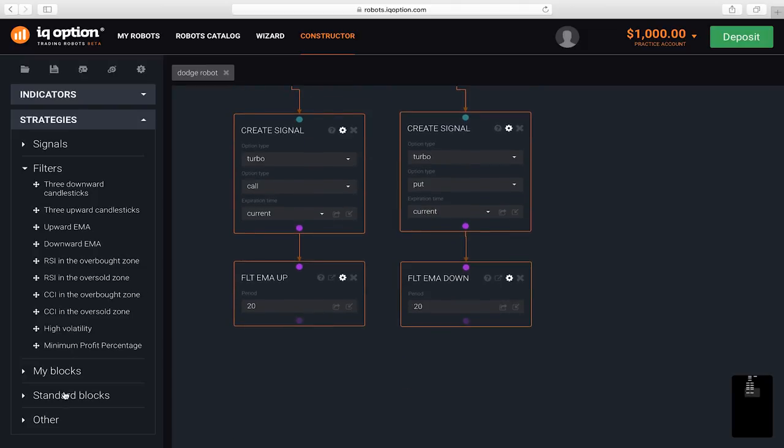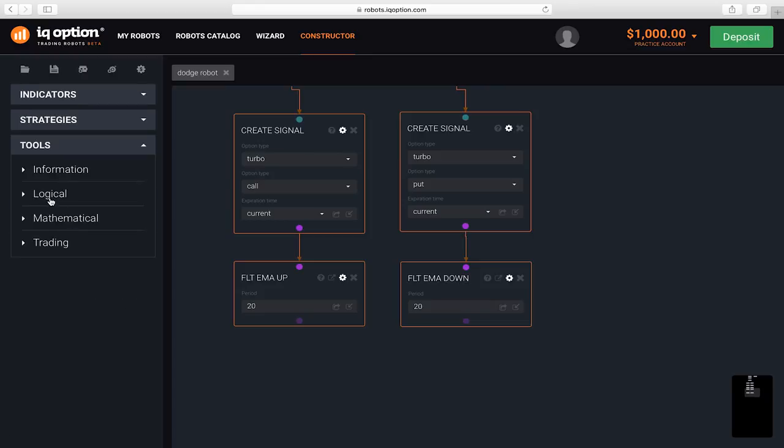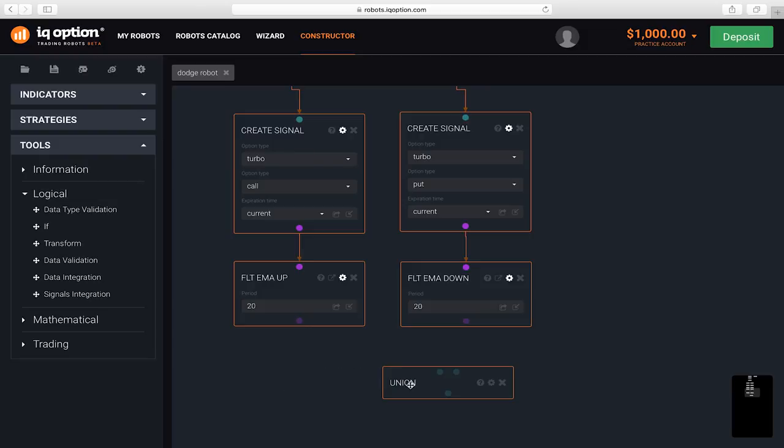Then, use the union blocks to combine the signals into a single branch. The block is located under Tools, Logical, and it's called Data Integration.